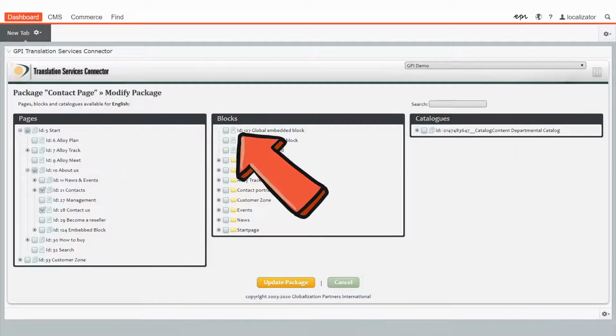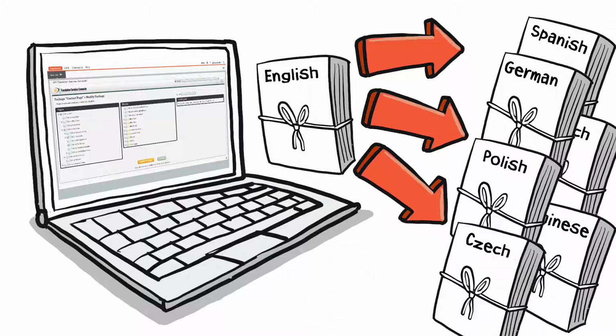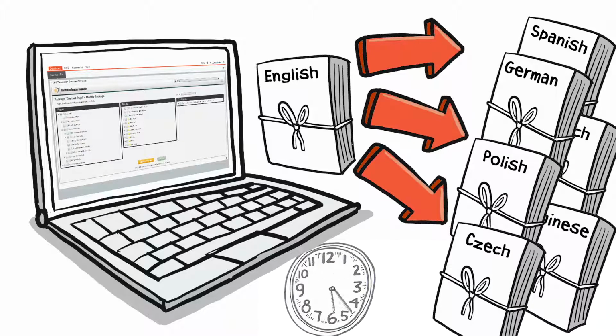Pages, global blocks, page-level blocks, or catalogs can be translated into any number of languages, saving time compared with manual copying of content and handling files.